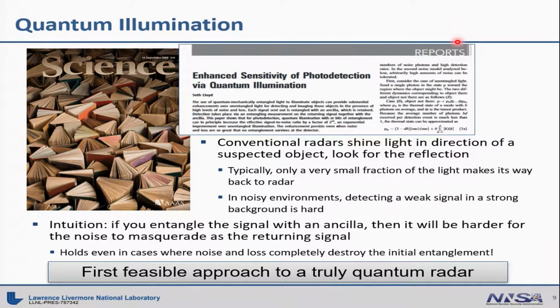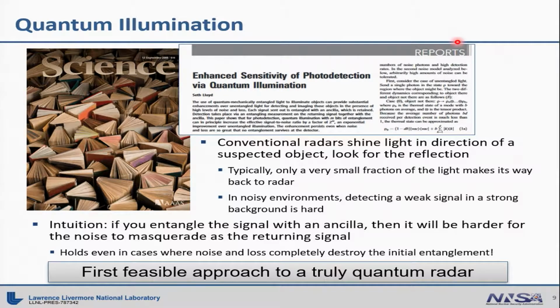His intuition was that if you can entangle the signal that you're transmitting out into the environment with an ancilla, then it's going to be much harder for the background noise to masquerade as one of your signal photons. You'll be able to tag your photon as being very special, compare it with the ancilla that you generated, and identify them as the partners of the entangled light you generated. You can reject a lot of the noise. And it turns out the way he devised this, it survives even when the initial entanglement is destroyed by the environment. So this was truly the first feasible approach to a quantum radar, and as I said before, it generated a lot of excitement in the community.